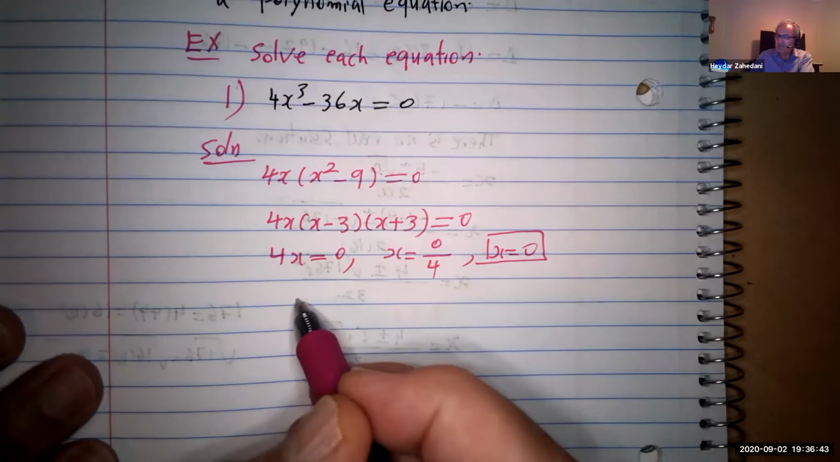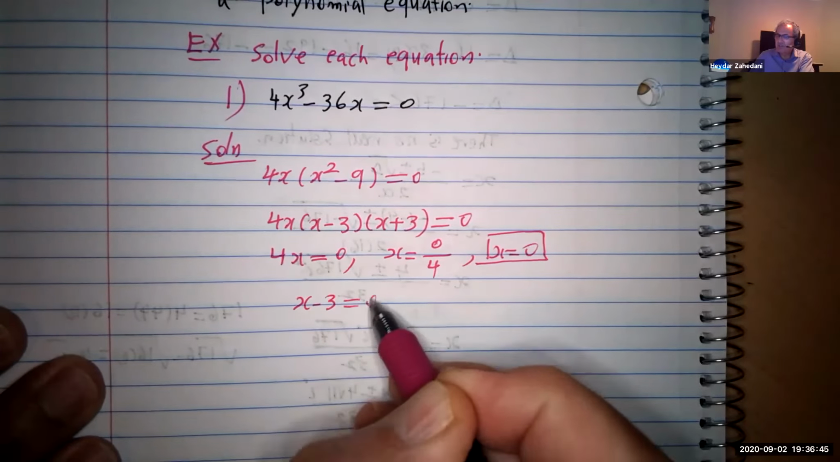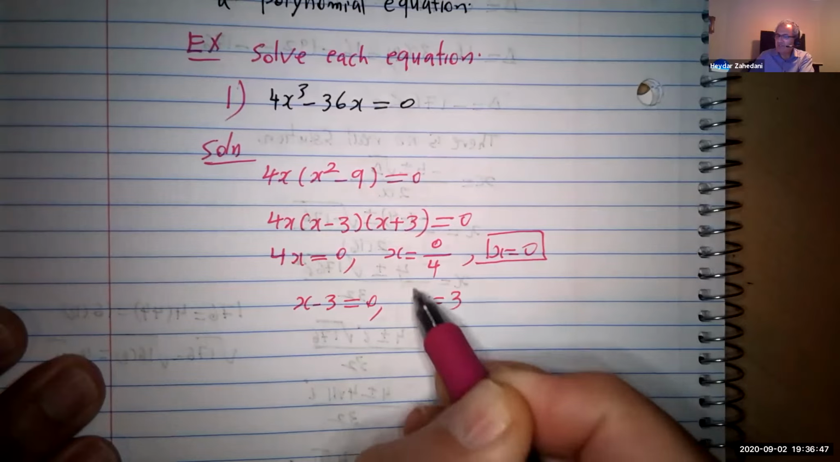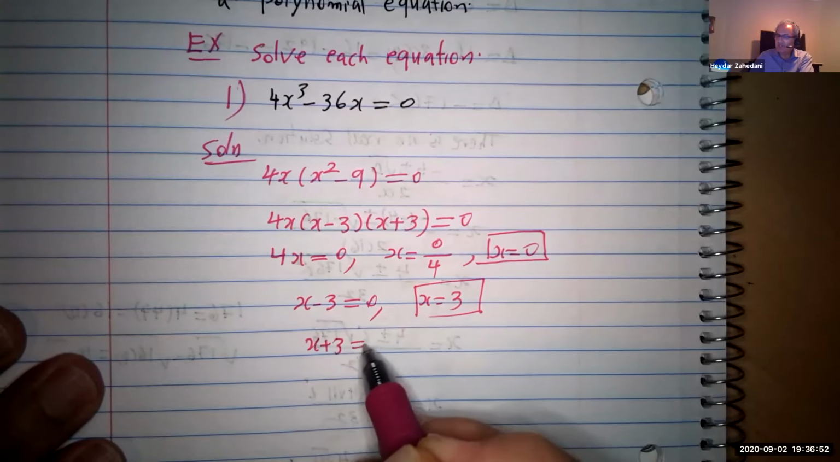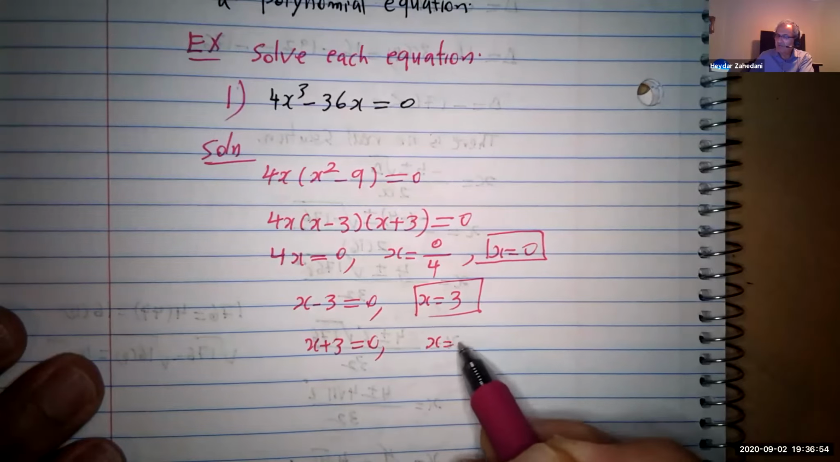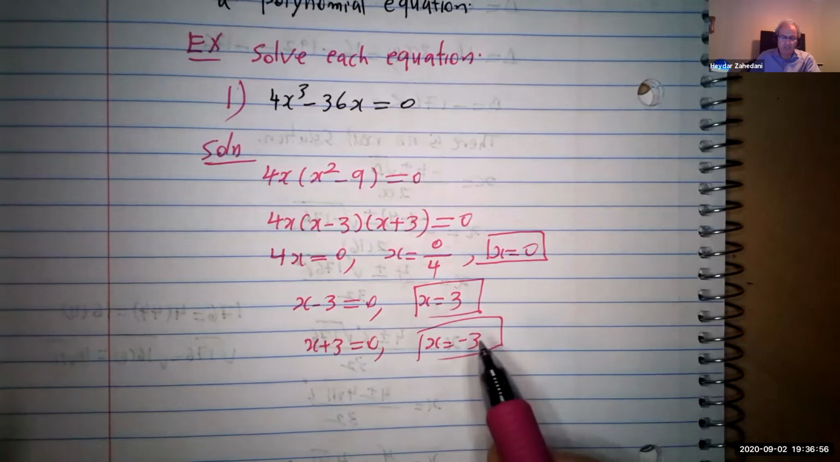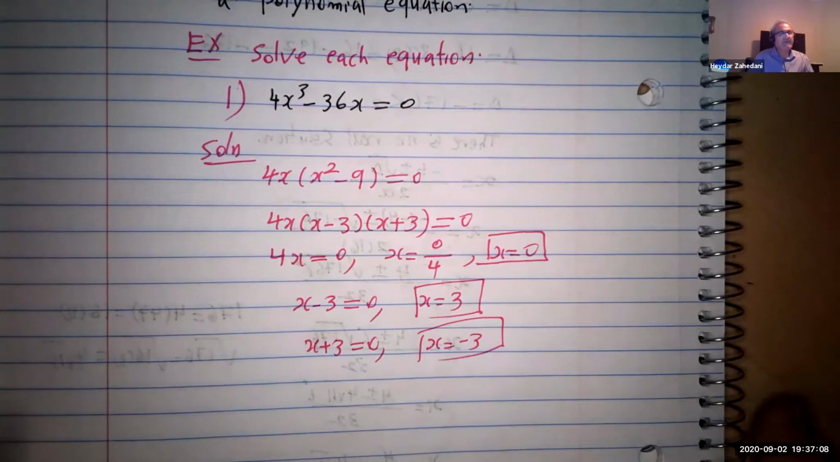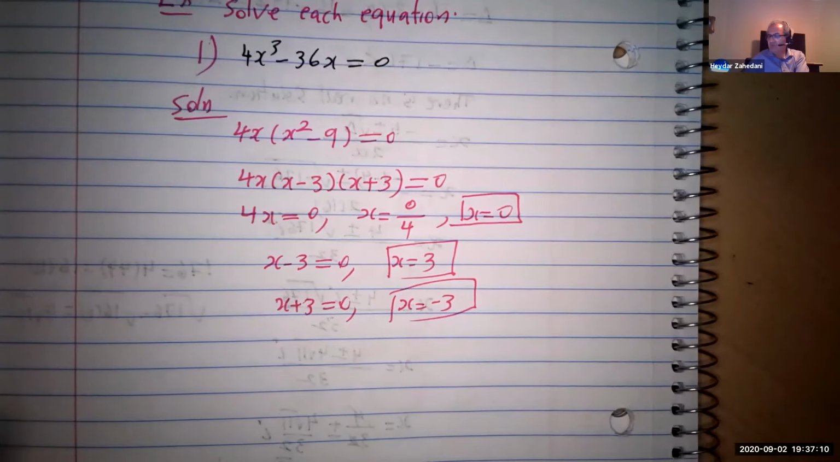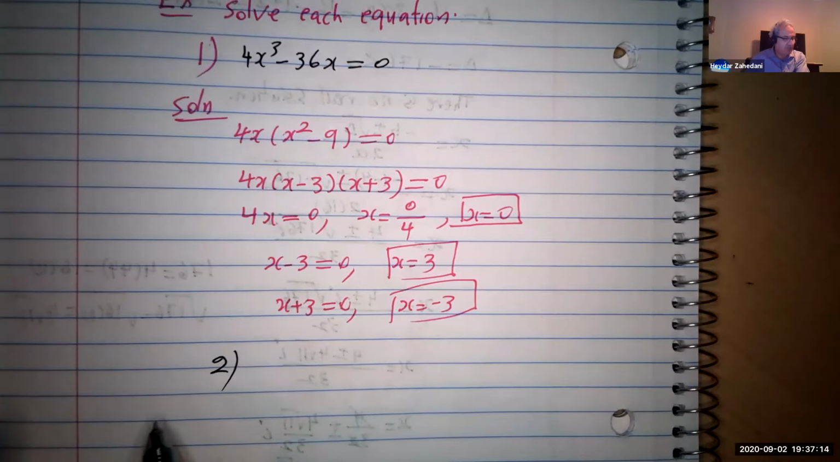The other one is x minus 3 equal to 0. So that gives you x equal to 3. This is your second solution. And the last one, x plus 3 equal to 0. So you solve for x, and that gives you x equal to negative 3. Okay, so you solved the equation using the factoring method. So you must look for the common factor first. That's case 1. Any question?